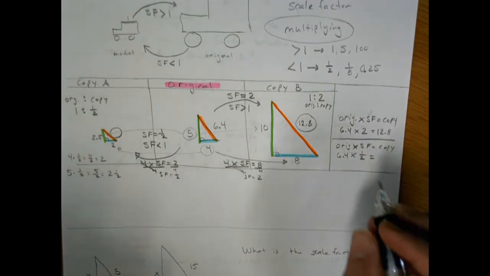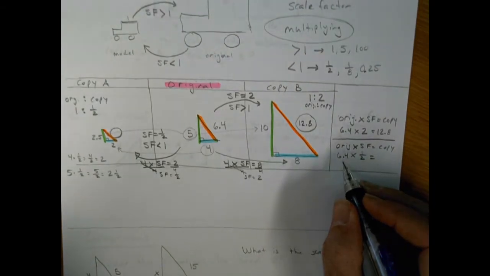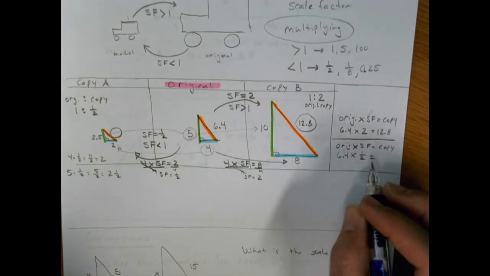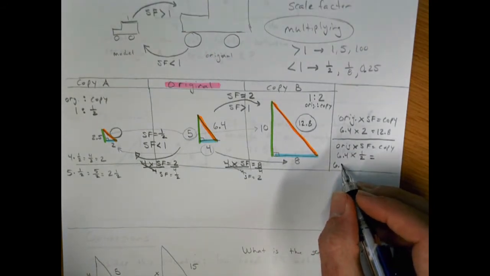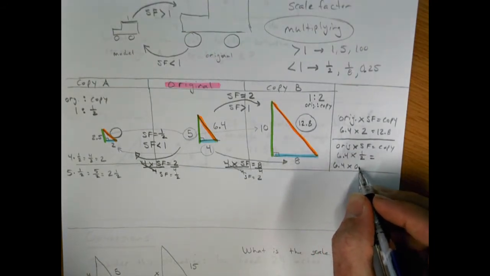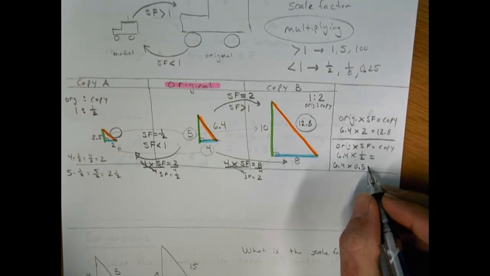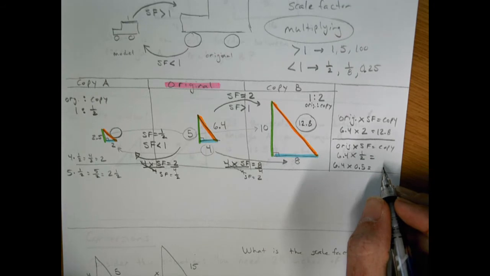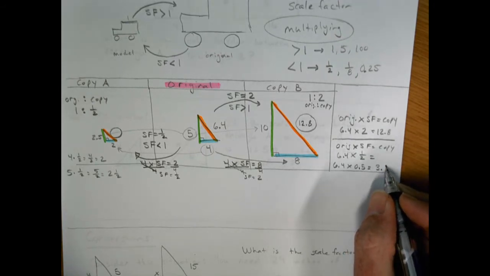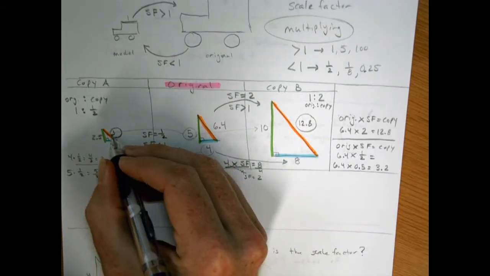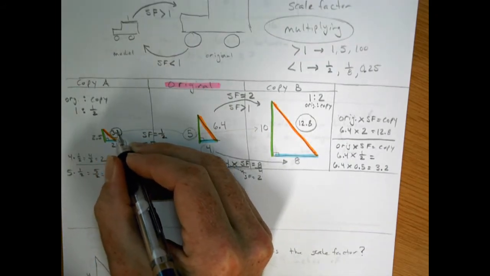You could either convert the decimal into a fraction or convert the fraction into a decimal. For this problem, I'm going to convert the fraction into a decimal because 1/2 is the same as 0.5. Now, when I multiply that out, 6.4 times 0.5, I get 3.2. So indeed, we can find out what that value is going to be.